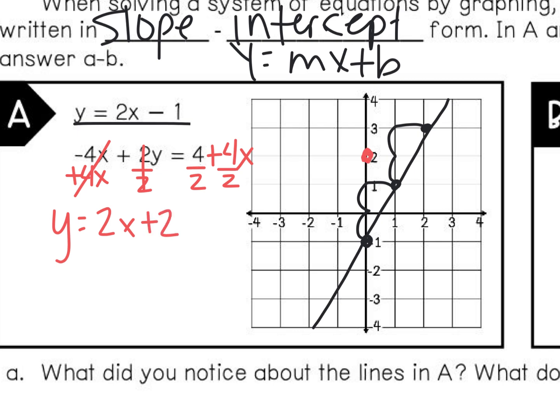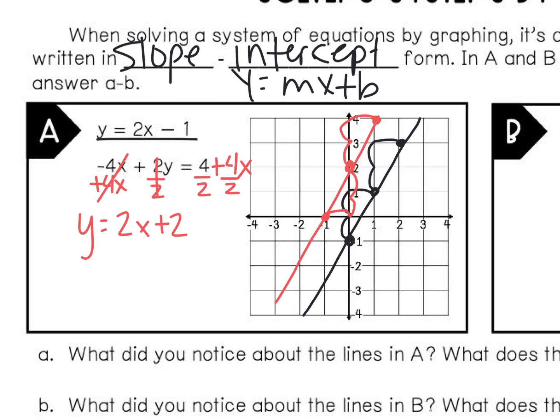So now I can go up to 2. This has up to over 1 also. I've run out of space, but I can go down 2 and back. Oh, what do we notice? Parallel. They are, in fact, parallel.